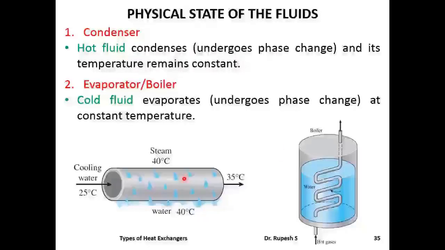On the other hand, for boilers and evaporators, the condition is just opposite. In the boiler shown, water is the cold fluid and hot gas used to boil water is the hot fluid. Water takes latent heat from hot gas and evaporates at same temperature. So, in a boiler or evaporator, cold fluid undergoes phase change at constant temperature.